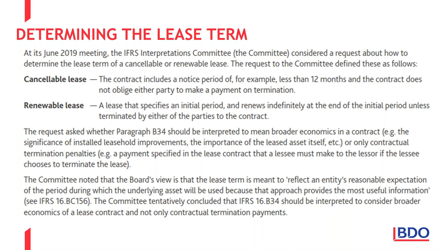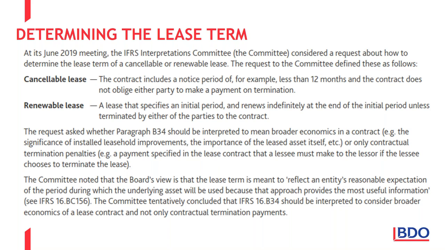A renewable lease is a lease that specifies an initial period and renews indefinitely at the end of the initial period unless it's terminated by either of the parties to the contract, so the lessor or the lessee. So in Australia, the terminology we often use for that is a lease that's in its holdover period. I had a five-year lease. After the 5 years, there's no extension period. There's no renegotiation. We just say we're going to continue to use the asset on a 30-day notice basis until the lessor or the lessee cancels. So we're talking about that scenario.